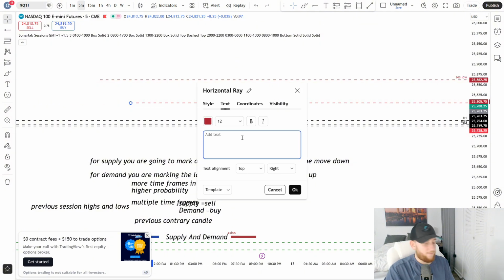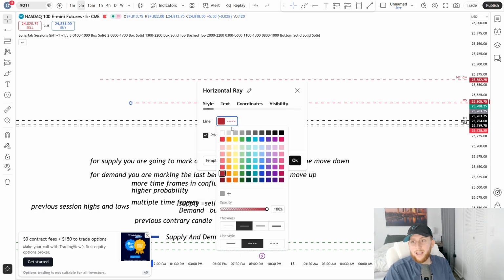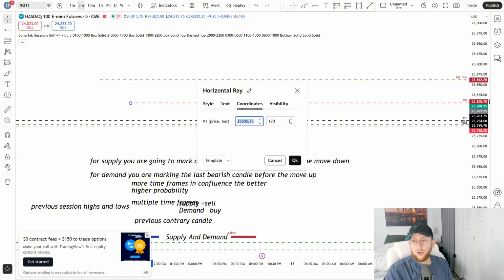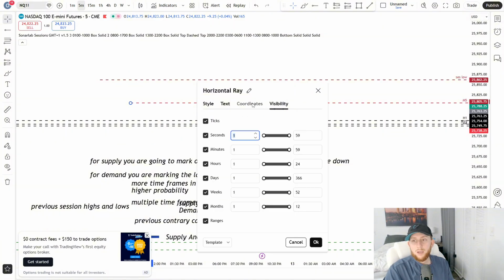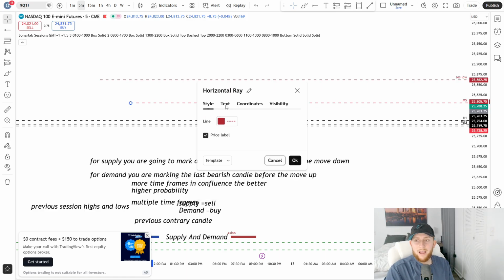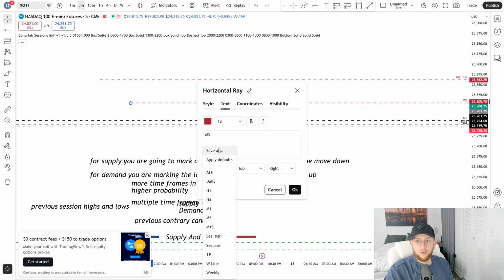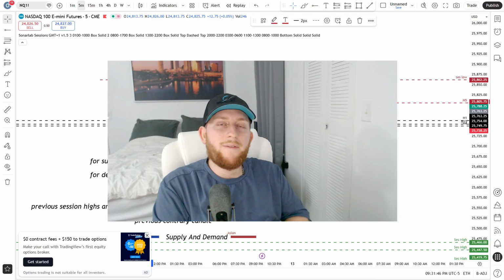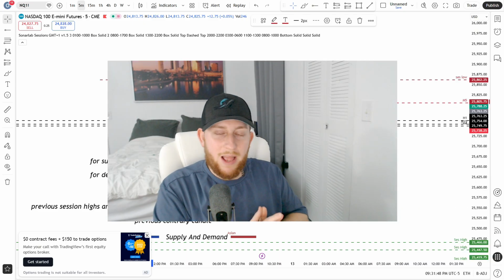If I'm making an M5 demand, I'm going to put M5. And if I want it dashed, I'm going to have it dashed. If I want it straight, I'm going to have it straight. If I want it dotted, I'm going to have it dotted just like that, right? You can do it however you like, but this is how you make it. You don't need to do anything with the coordinates. You don't need to do anything with visibility. All you need to do is style, text, and then make sure you save as, and then put whatever name it is there. That might have been a lot of information. I tried to make it as simple as I can.